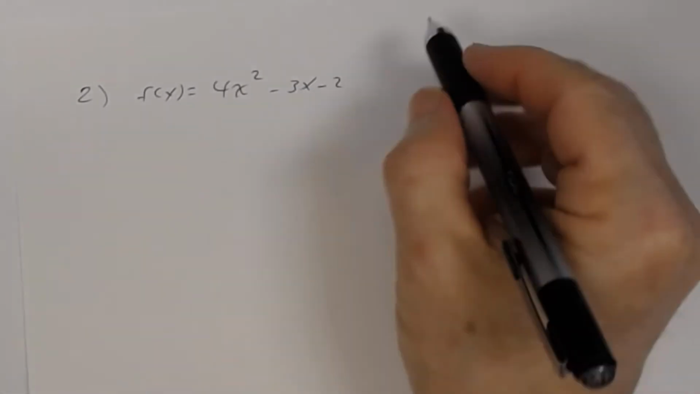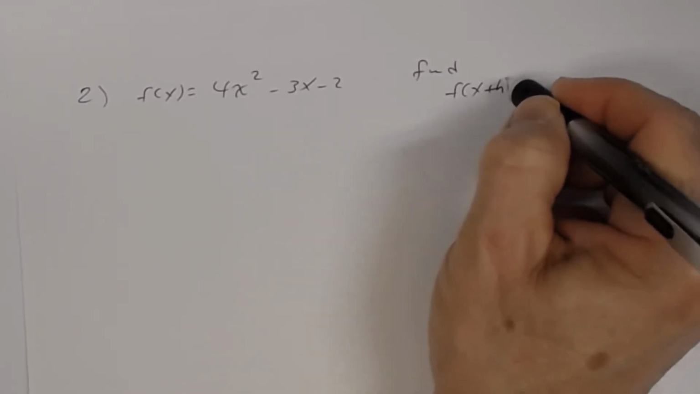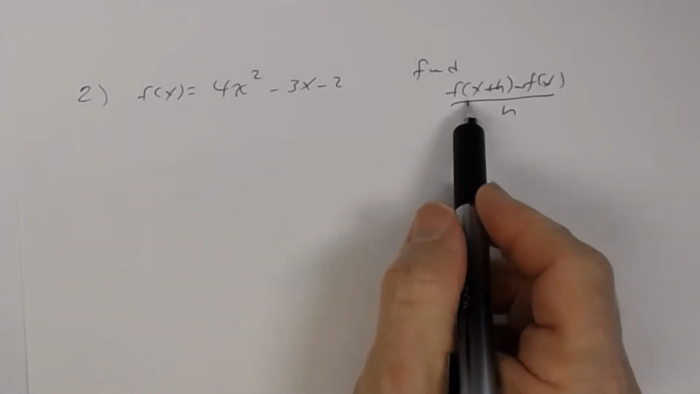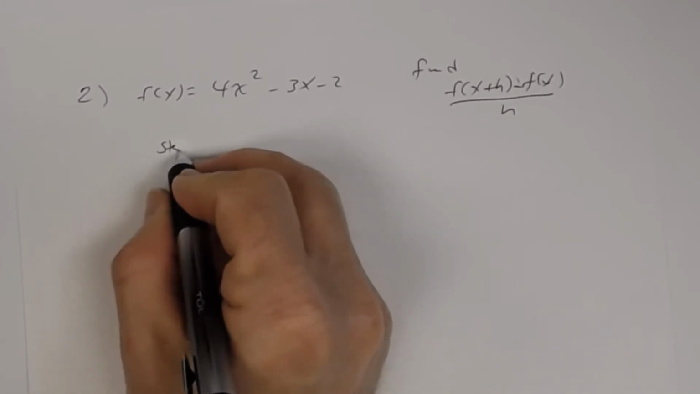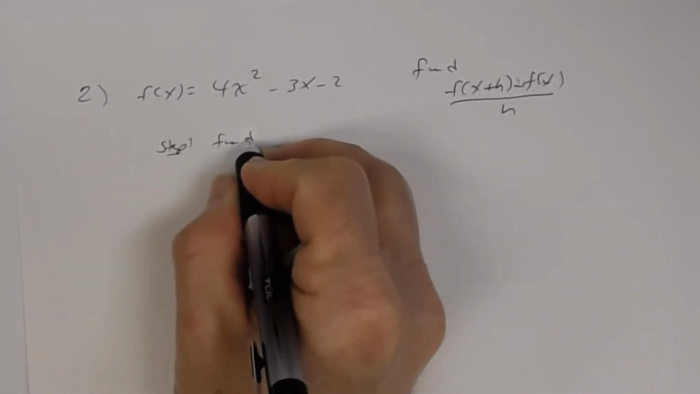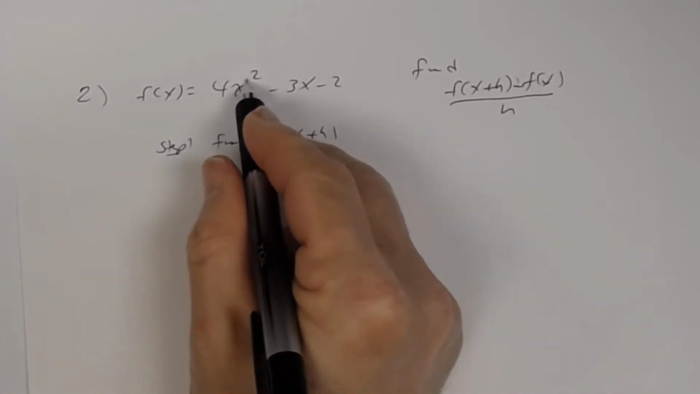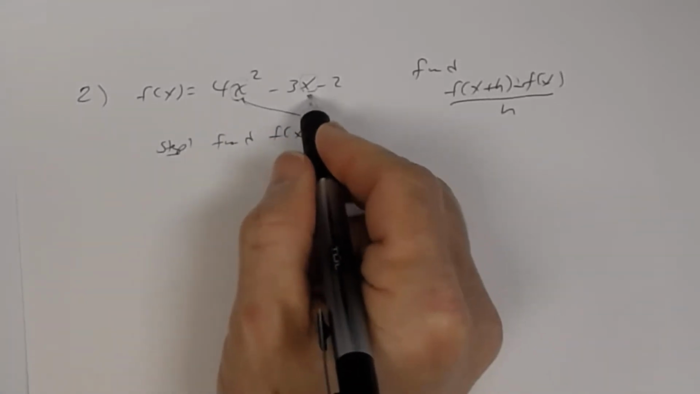And again, you want to find the difference quotient. So you want to find f of x plus h minus f of x, divided by h. So again, step 1, you're going to find this first. You're going to find f of x plus h. So remember what that means. That means wherever you see the variable x in your function, and I see it twice, you're going to substitute x plus h.